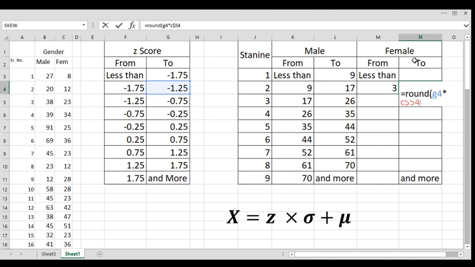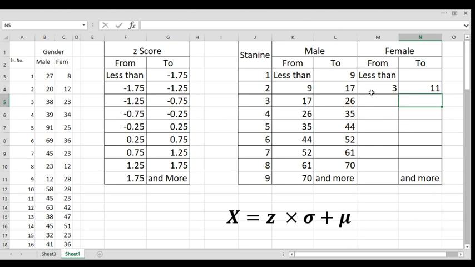Then we put an addition sign, plus sign. Then we have to add mu. Mu of female is found in C53, and as we have to freeze it, we will write here $53, and after that we'll put a comma, then we'll write here 0. We close the bracket and press the enter key. In this way, the range of second stenine for female is 3 to 11. It means if any female obtains a score between 3 and 11, she will be assigned stenine 2.